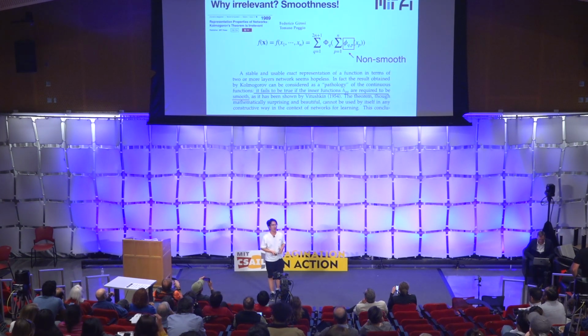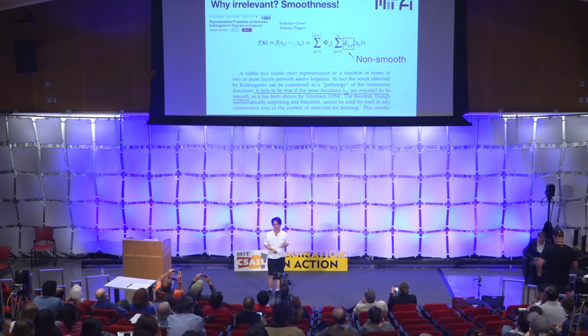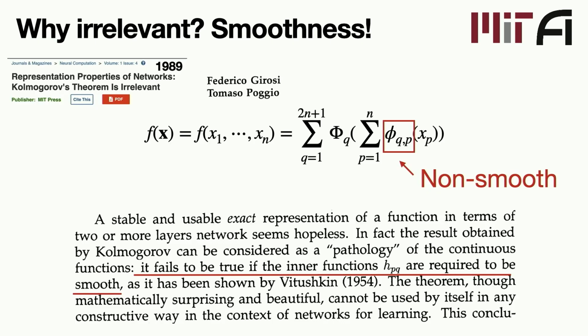So let's take a look at why they say the theorem is irrelevant. The key here is that they allow the 1D functions to be continuous, but not necessarily smooth. But in practice, what we care about and what's practically learnable are only smooth functions.